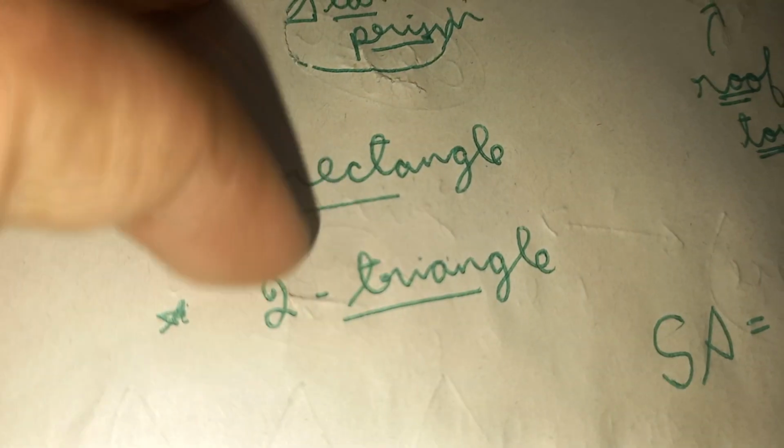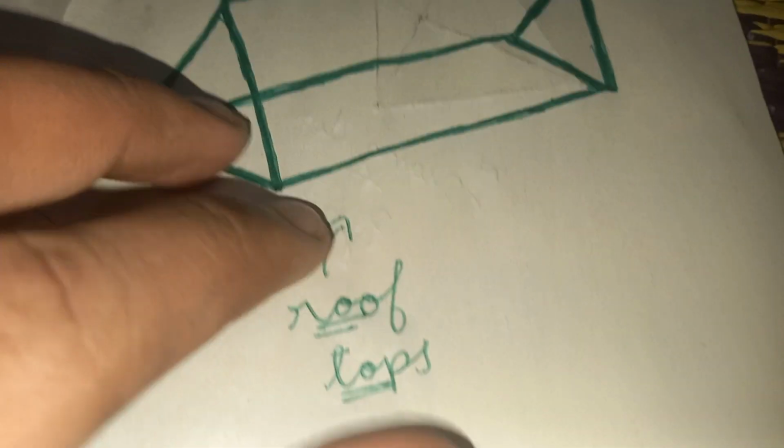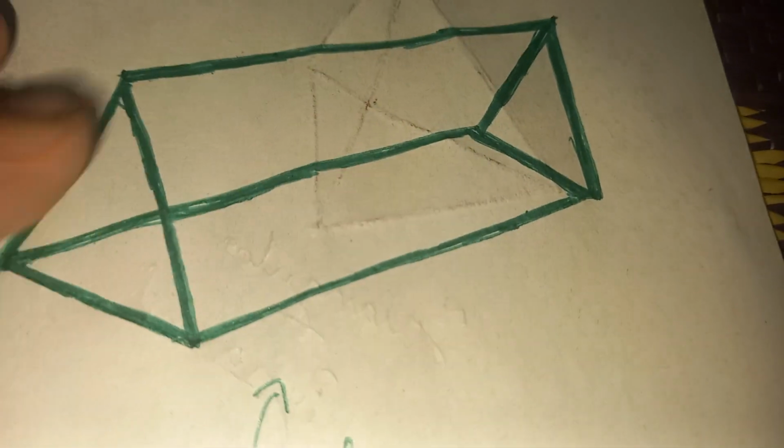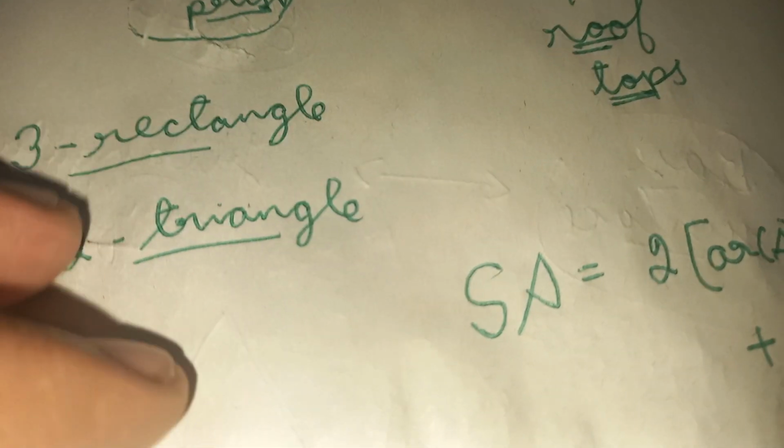This triangular prism has 3 rectangles and 2 triangles. The 2 triangles are parallel to each other. The surface area of it is very easy. That is 2 times the area of the triangle, and 3 times the area of the rectangle. The area of the rectangle is length into breadth, and for the triangle, they are equilateral triangles, so the area is root 3 by 4 a square.